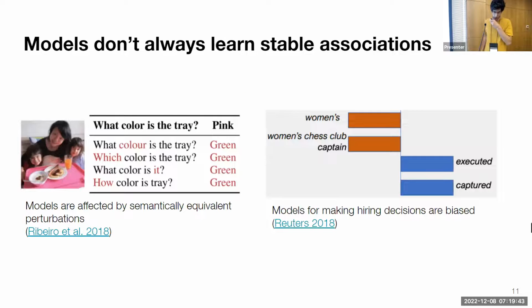All right. So we have many examples of this in NLP. We know that models can easily be affected by sentences that seem very equivalent to us. They can make different predictions in a VQA setting, and also make wrong hiring decisions by using specific shortcuts in the dataset that should not hold in the real world.